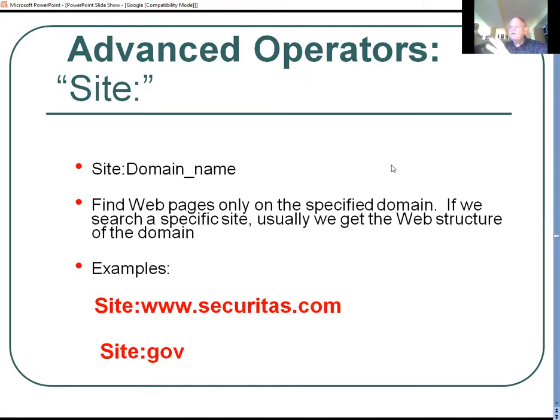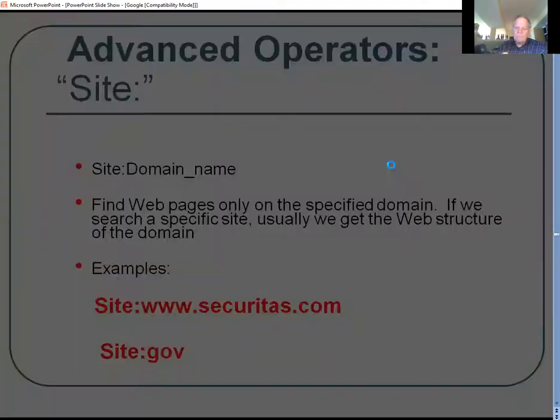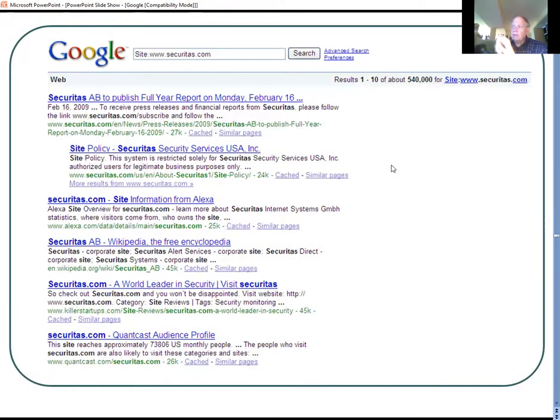So if we do this and we use site:www.securitas.com, the results we're going to get are going to look something like this. This is the search at the top. We use site:www.securitas, and you'll note that all of these results have the term securitas.com. They have the domain name in them. And it finds only results that have securitas.com in it.